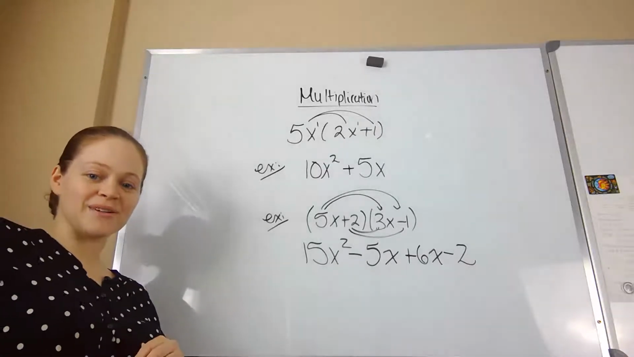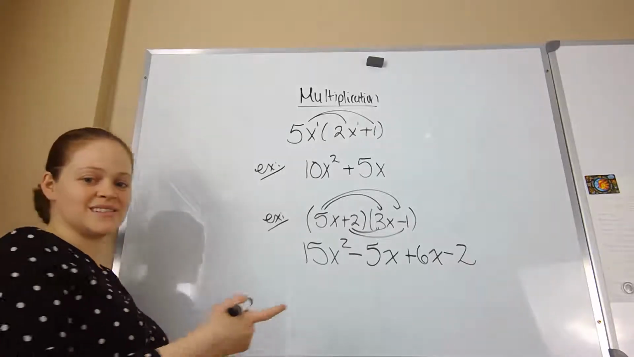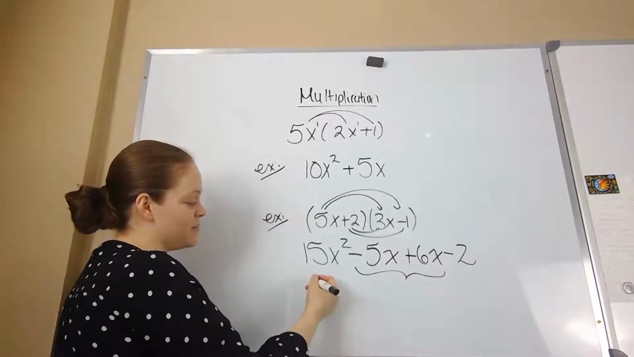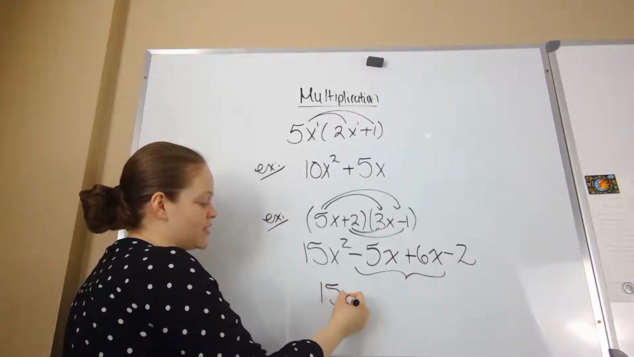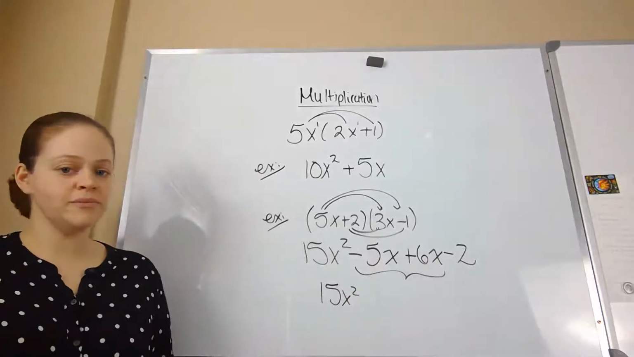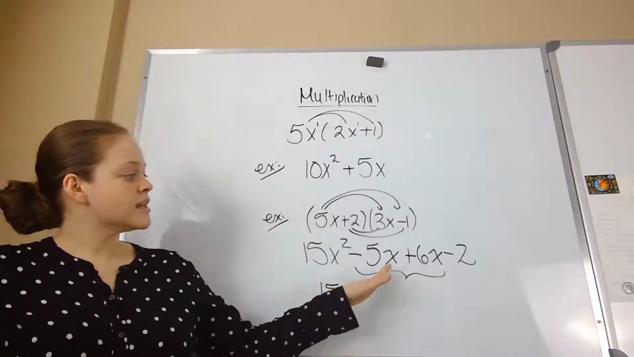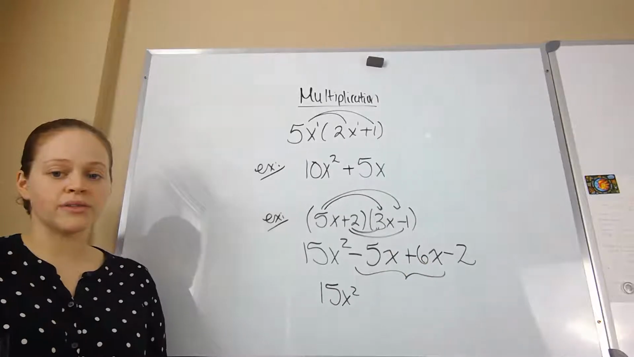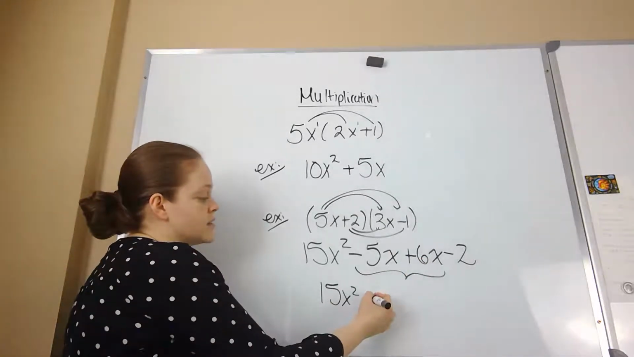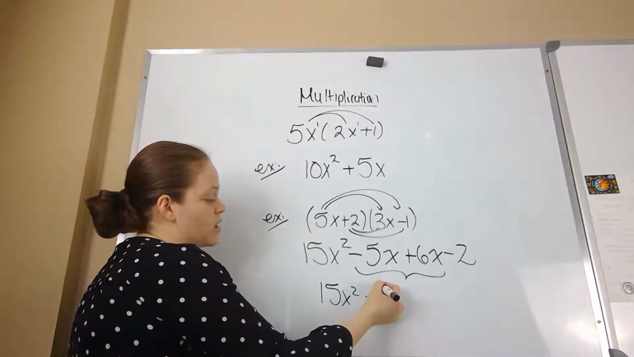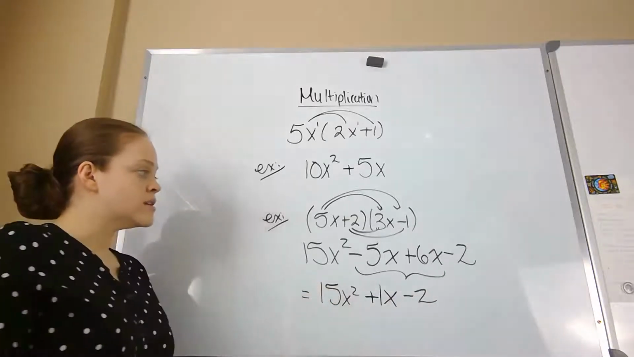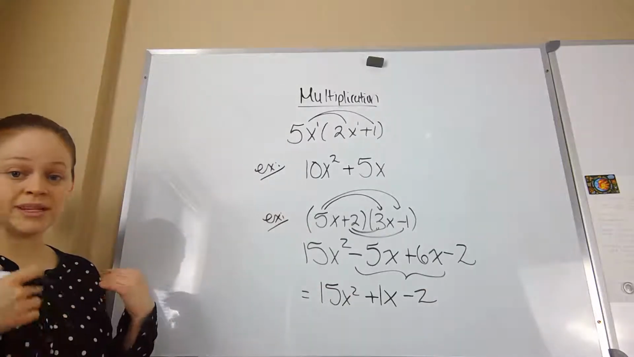We simplify, we add the like terms. So yeah, good job, John. So here we have 15x squared. There's no other x squared term, so that is my x squared term. This has x and x, so I'm going to combine those. We have minus 5 plus 6. Minus 5 plus 6 is just 1. And then we have minus 2. And that's our answer. So this is called expanding.